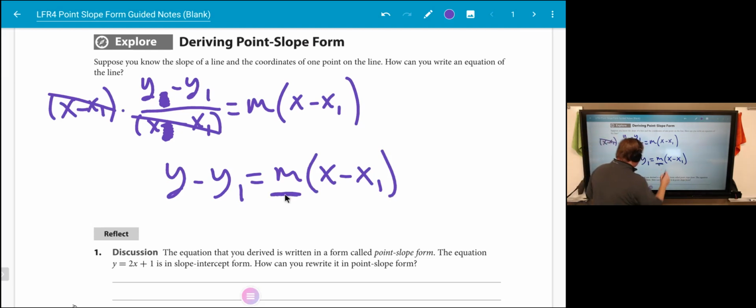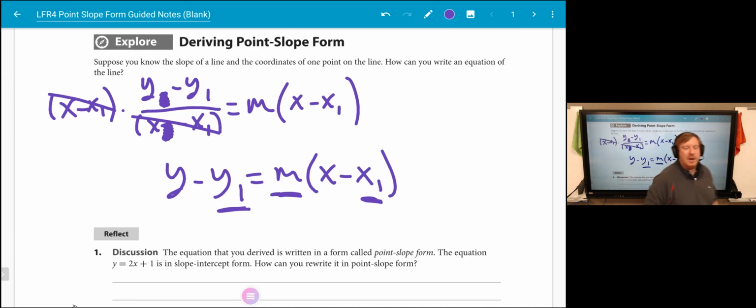When it comes to point slope form, this is where you put your slope, in m. This is where you put your point, x1, y1. You leave the x and y alone when you're done. Mr. Brayman, what are you talking about? Just hold on.